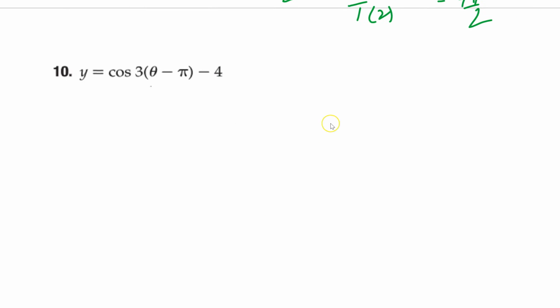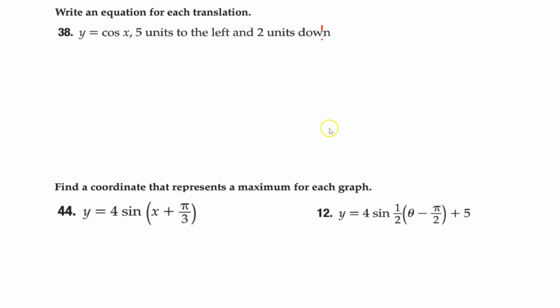Let's skip down. We got the gist. Let's look at this one. I love these. So this one says write the equation if we're going to move it 5 units to the left and 2 units down. So this is my phase shift. It's my vertical shift. So remember, this goes on the inside and you do the opposite.